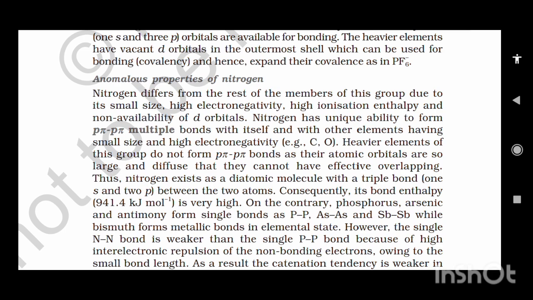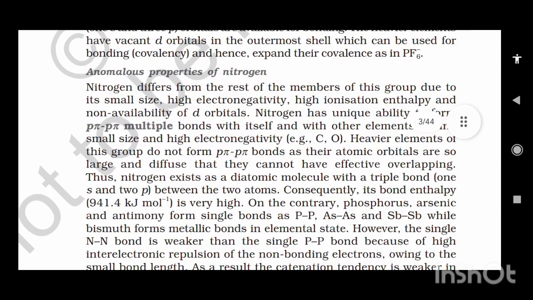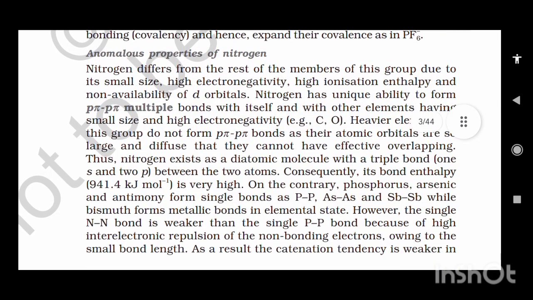Nitrogen differs from the rest of the members of this group due to its small size, high electronegativity, high ionization enthalpy and non-availability of d orbitals. Nitrogen has a unique ability to form pπ-pπ multiple bonding with itself and with other elements having small size and high electronegativity. Heavier elements of this group do not form pπ-pπ bonds as their atomic orbitals are so large and diffuse that they cannot have effective overlapping.